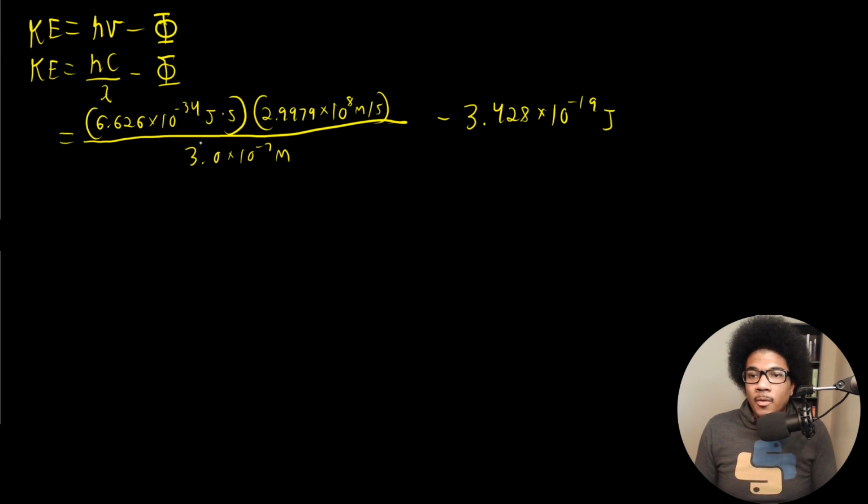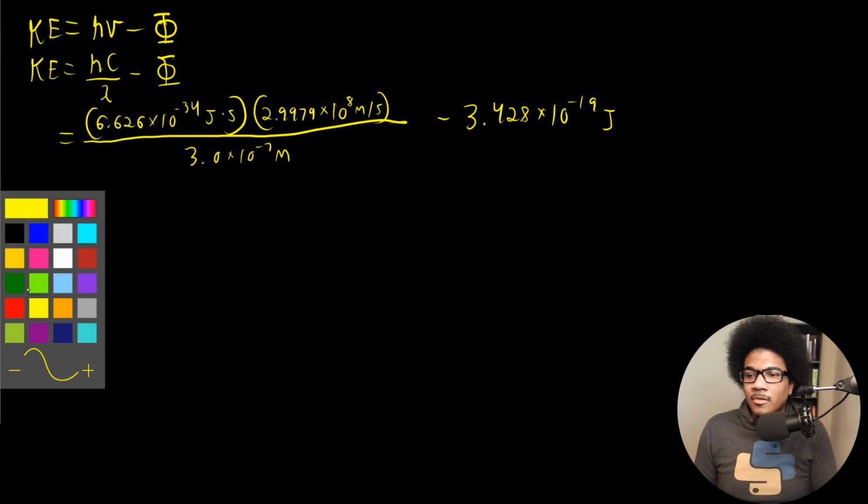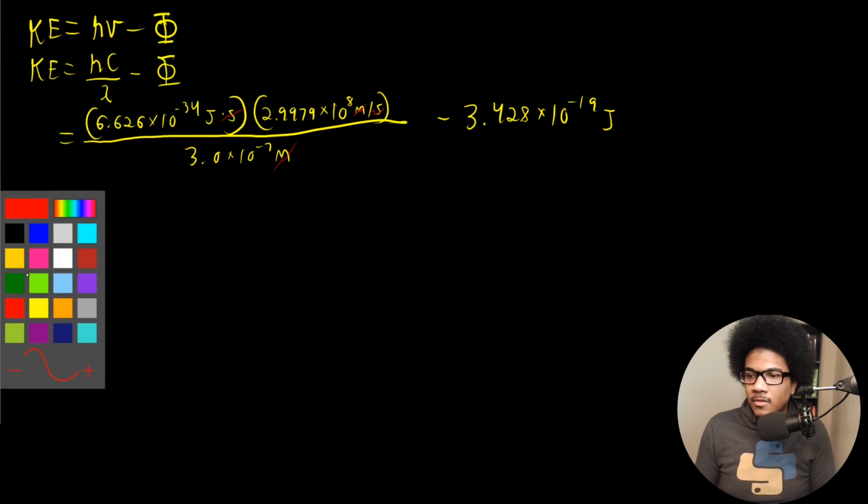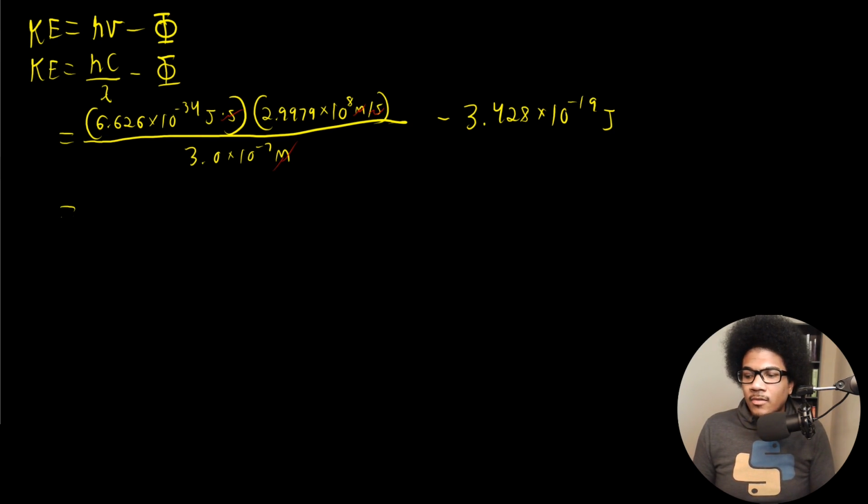Okay, looking at our units here, just making sure we check everything out so it makes sense. Meters cancel here, seconds cancel here, so we're just left with joules. So these are compatible units. And from this calculation, you get a kinetic energy of 3.1934 times 10 to the negative 19 joules.